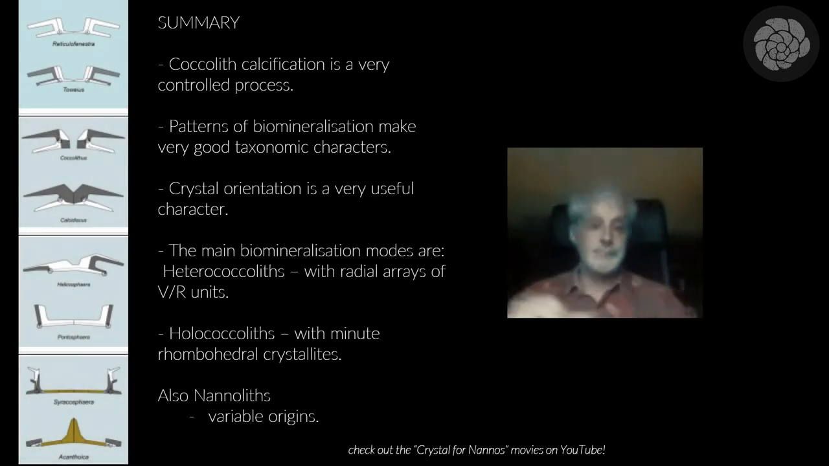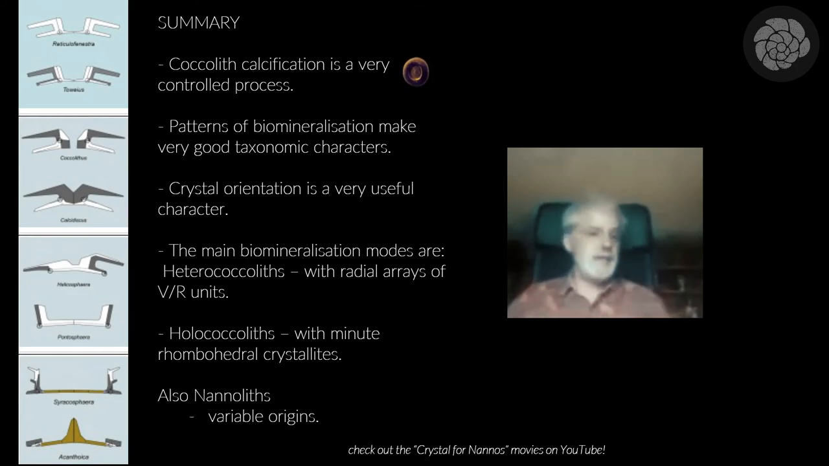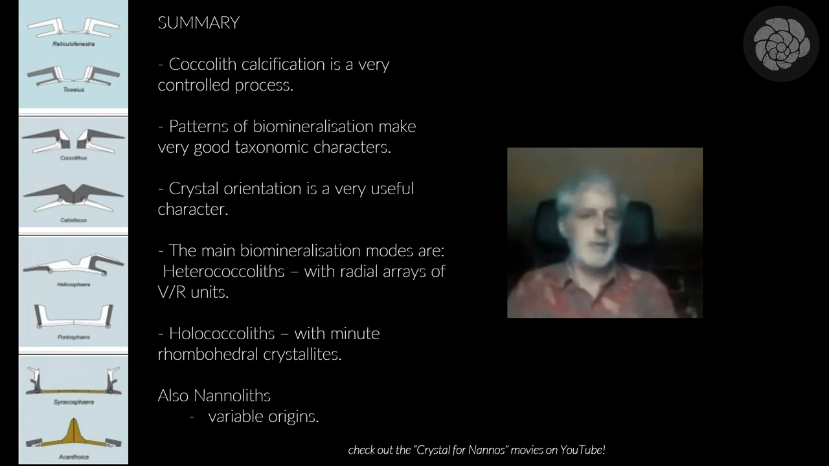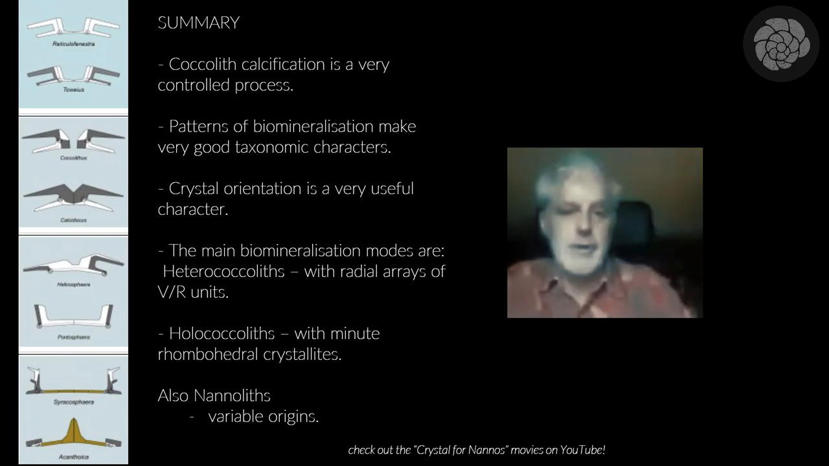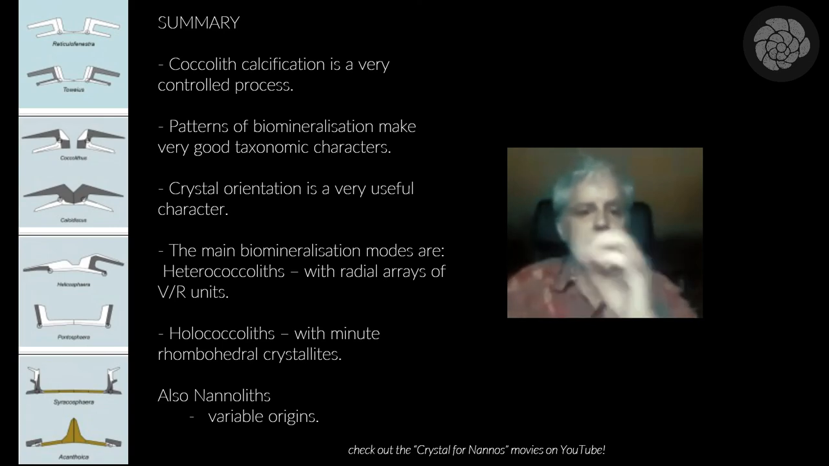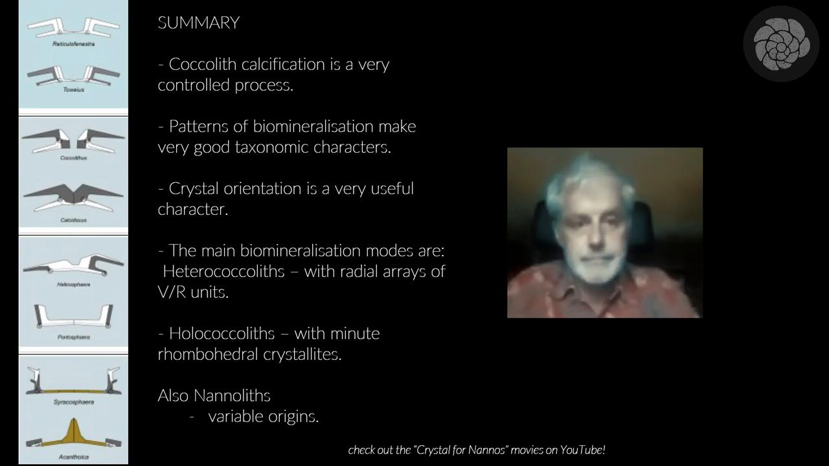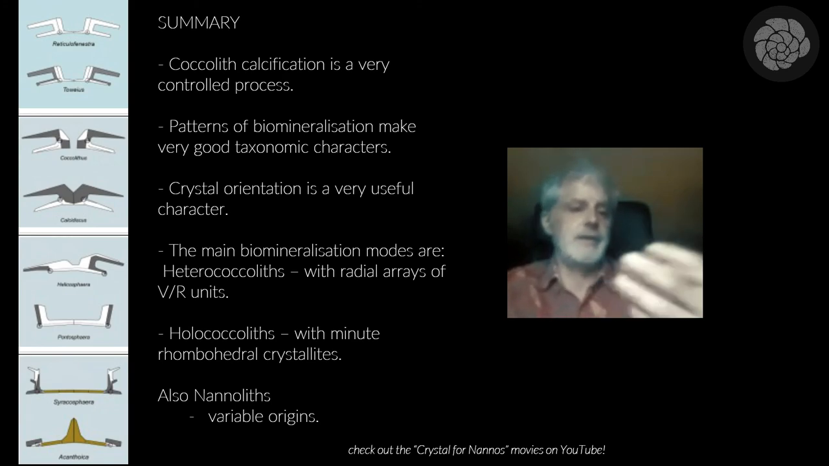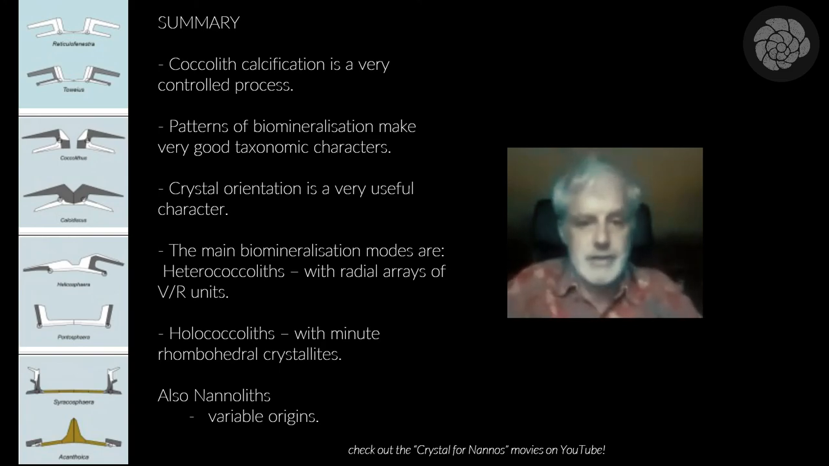To summarise, coccolith calcification is a very, very controlled process. It's a really fundamental aspect of these organisms. Calcification is not easy to do, both because you've got to modify the cell biology quite a lot in order to get the components into the cell and then regulate it, and also because calcite is a very anisotropic substance, so shaping calcite into a coccolith takes a lot of biological control. So it's a very controlled process, and in consequence, patterns of biomineralization make very good taxonomic characters. It's a fundamental basis to understanding the taxonomy and recognizing how we classify coccoliths. So crystal orientations are really useful characters.